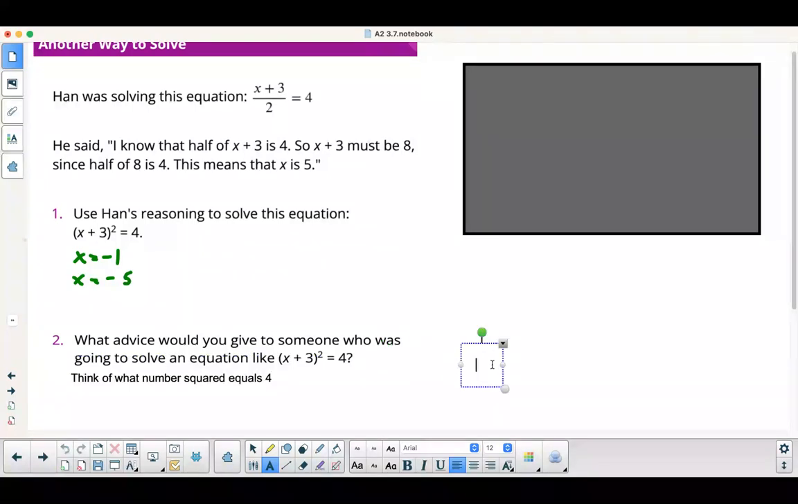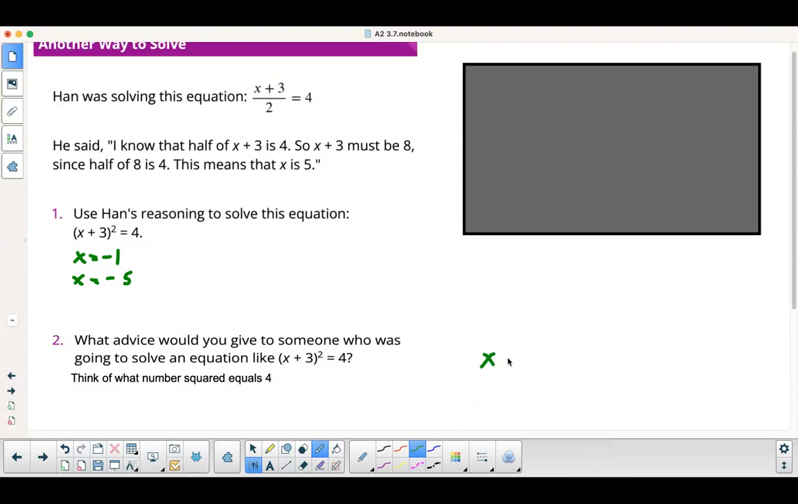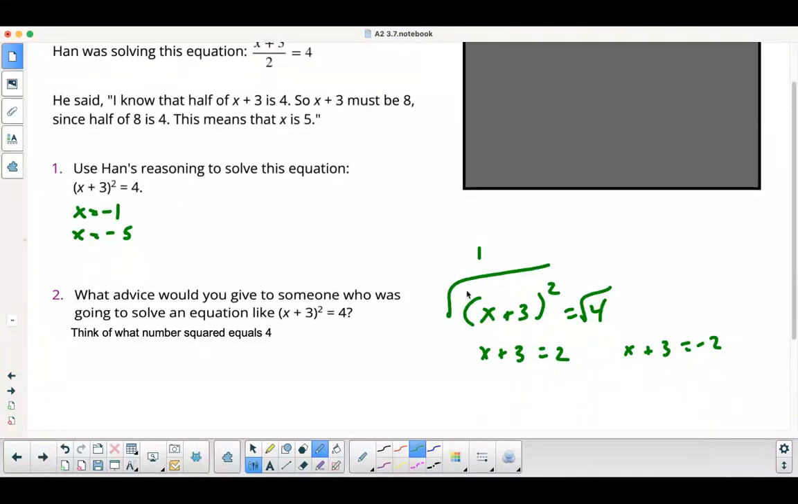So if you wanted to do this with algebra here, because this is algebra class, what I would do here is I would square root both sides. That gets rid of the squared. And what happens is we get x plus 3 equals, really it's positive and negative 2. So I'm going to make 2 equations since I have 2 answers there. And then I'm just going to subtract 3. And we get -1 and -5. Okay, so those are the same answers that we had.